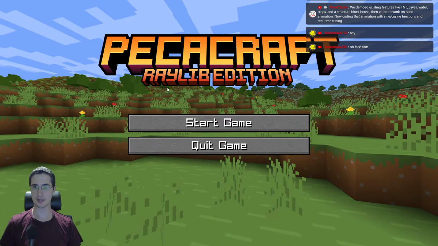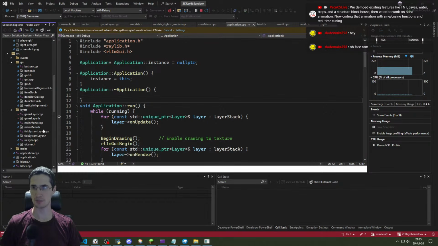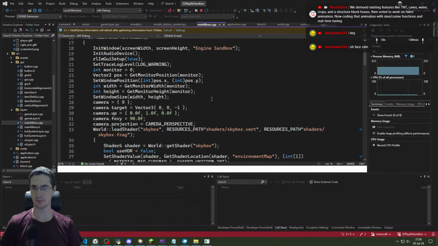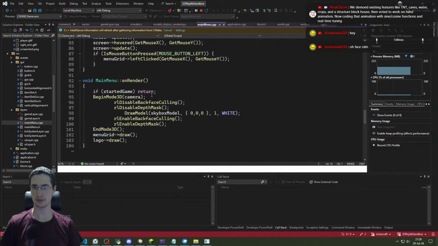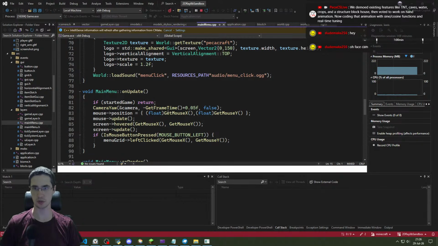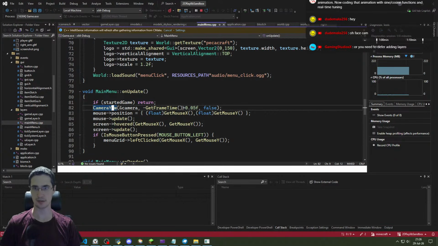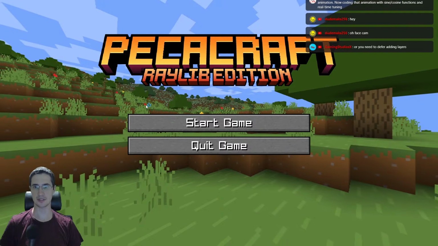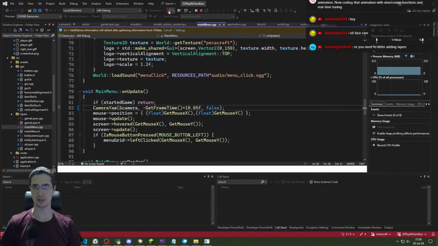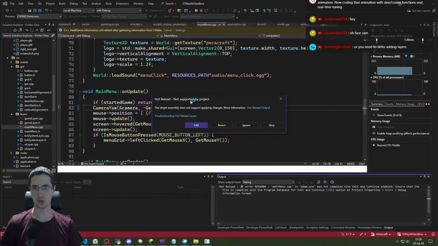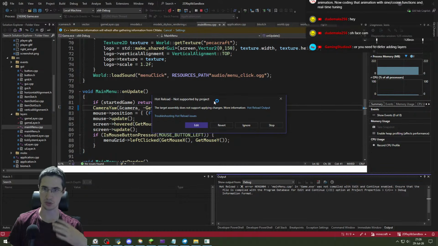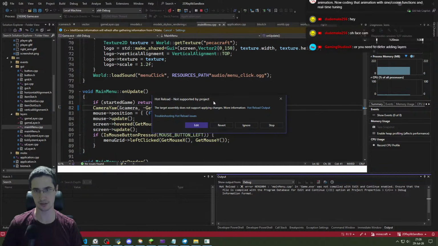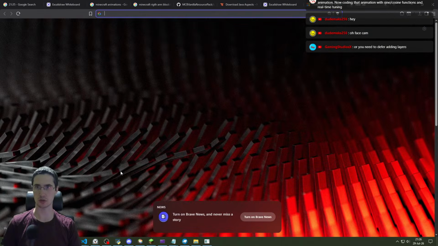So where is the code for rotating the camera? In the main menu layer here, and on update probably. On update, here we rotate the camera constantly. Let's speed up the camera rotation by 10 and let's do hot reload. Right now it's very slow. Let's speed it up. Yeah, hot reload not supported by project. Okay, so it's not a problem if it's debug or release, and the issue is different. Now let's see how we can enable hot reload.